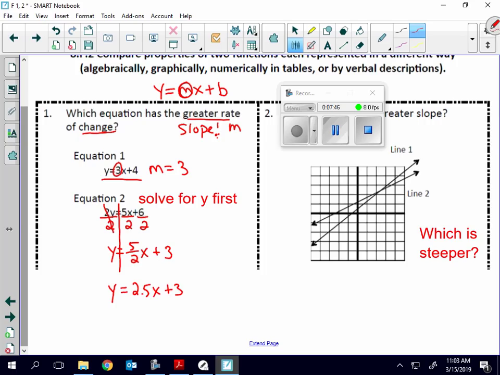Okay, so now we have the m here. It's in slope-intercept form, so the m is 2.5. So the question was, which one has a greater rate of change? So our answer is equation 1.